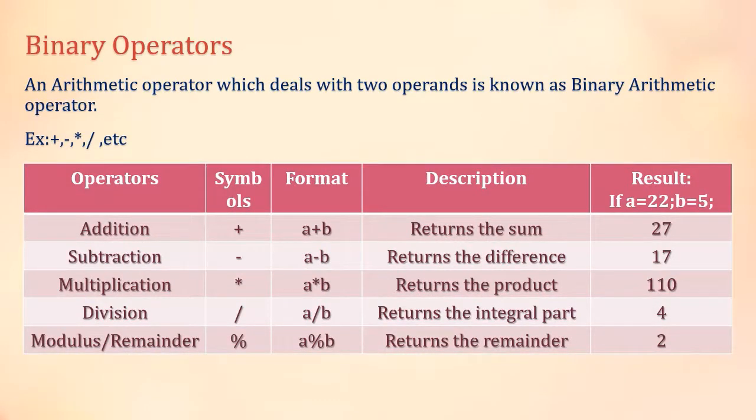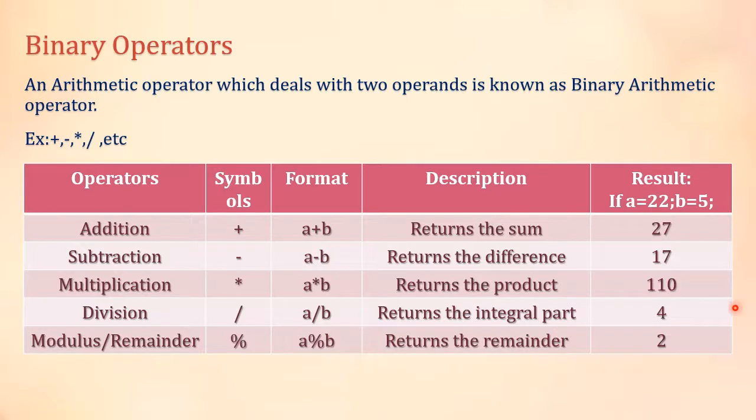Binary operators. What is a binary operator? An arithmetic operator which deals with two operands is known as a binary arithmetic operator. In the unary operator, it will operate on only one operand. Here, this operator works on two operands, so it is known as a binary arithmetic operator, and the operators are plus, minus, asterisk, division symbol, etc.